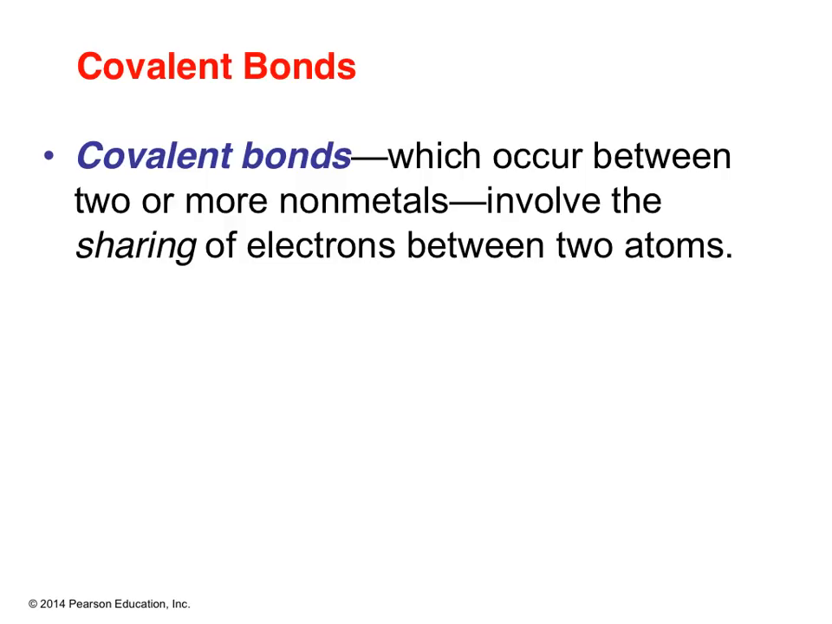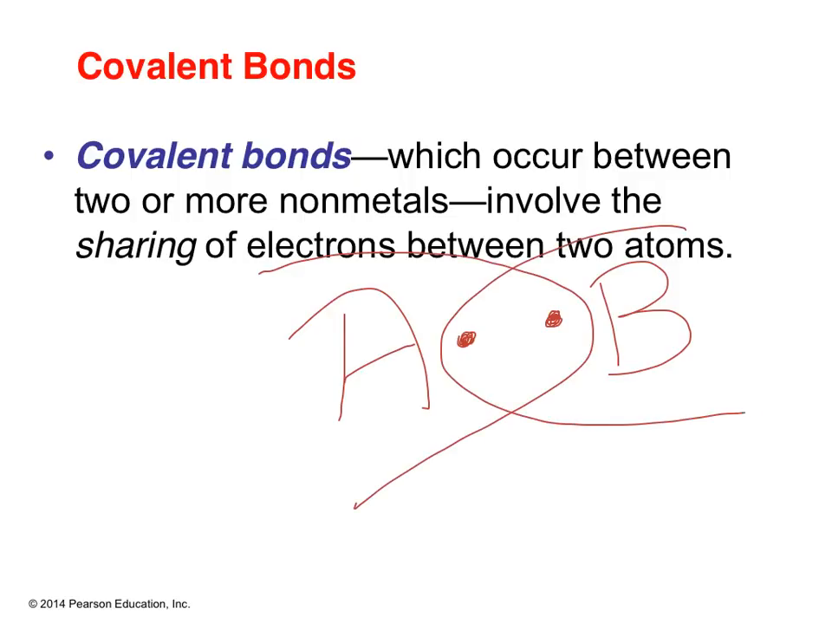Now covalent bonds occur between two nonmetals. Covalent bonds are specifically between nonmetals, where one atom, let's say A, shares its electrons with another atom B. So A has one electron, B has one electron, and they share these two electrons, and they form a covalent bond.